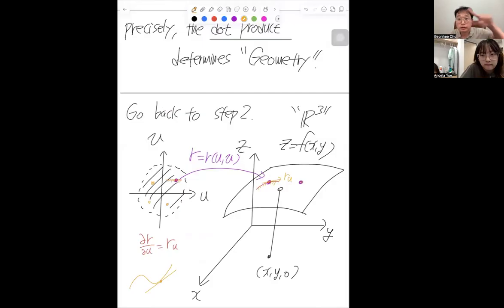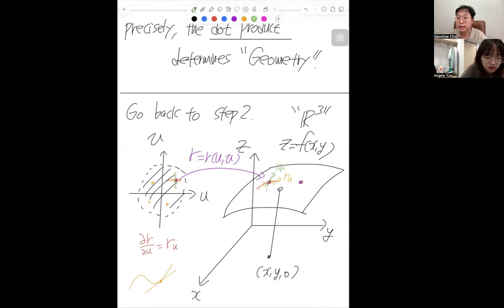Then if you take the derivative with respect to u, that will give you the infinitesimal direction. Similarly, if you take this other curve, from this parameterization it also goes like this. Then if you take the derivative, what do you expect to get? You will get r sub v. They are the meanings of r sub u and r sub v intuitively speaking.